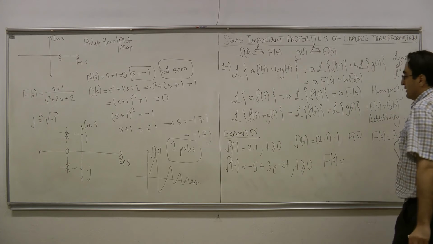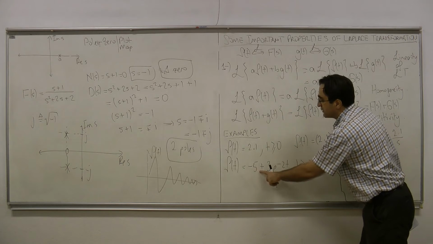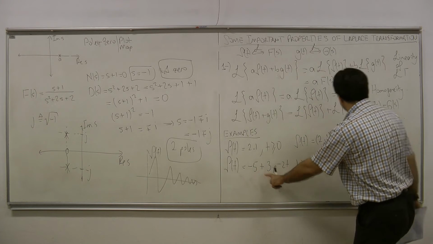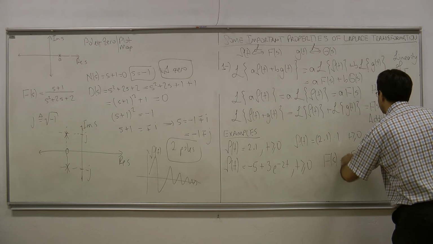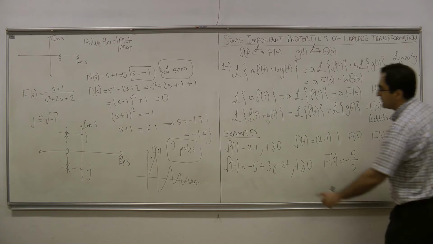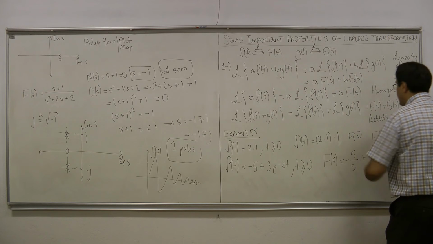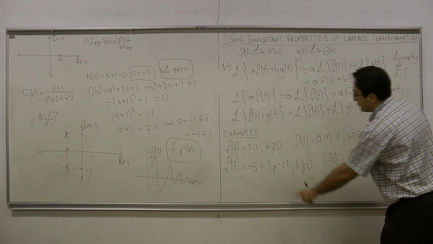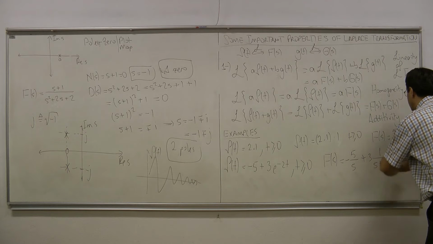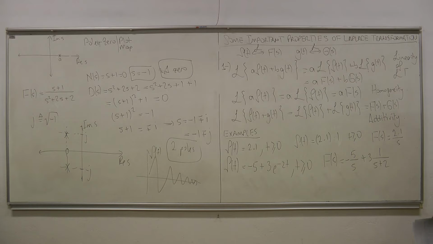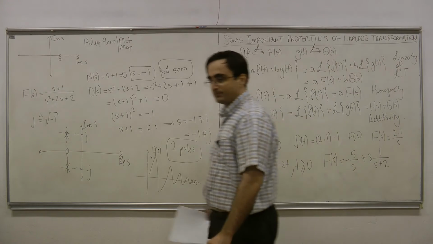So let us write the Laplace transformation. F of s is going to be minus 5 times the Laplace transformation of 1, the unit step, which is minus 5 times 1 over s, and plus 3 times e to the minus 2t, which has the Laplace transformation 1 over s plus 2. All right?